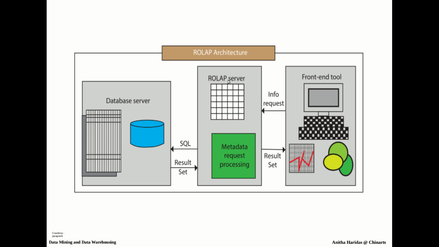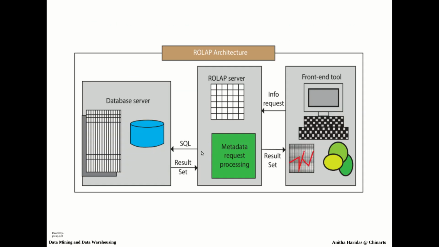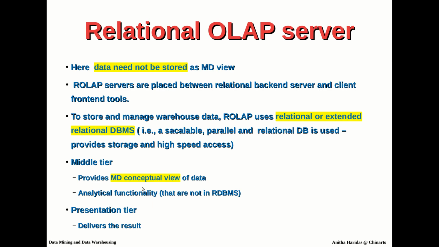Now when you take this ROLAP server, inside this server we are going to have a middle tier, we will have a presentation tier, and we will have a back tier also. So 3 tiers will be here, and the back tier, the bottommost tier, will be creating a complex query, and that will be placed to the server. And in the middle tier, whatever data is retrieved from the relational backend server will be converted into a multi-dimensional data view, and it will be presented in the presentation tier, right?